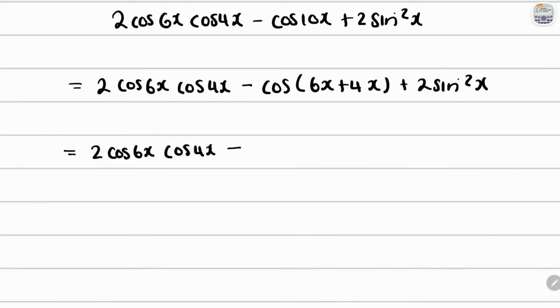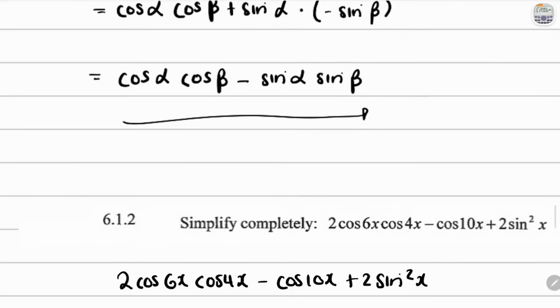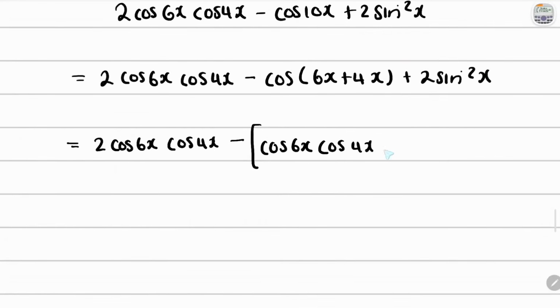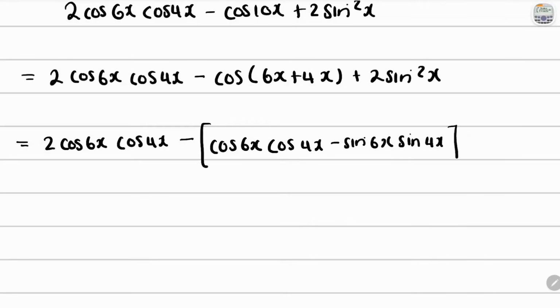Now these will expand to something with 2 terms because we can use the compound angle formula here. So this is equal to, and that simplifies to cos 6x cos 4x. Okay, this is the one that we derived the rule for. And that becomes minus sine 6x sine 4x. Okay, close bracket. And then we have plus 2 sine squared x.